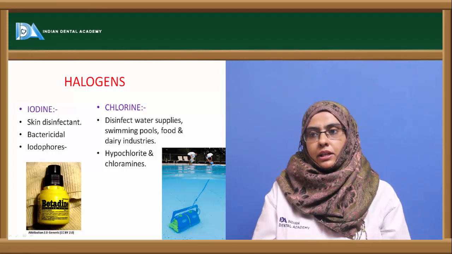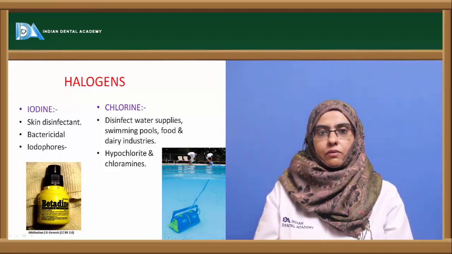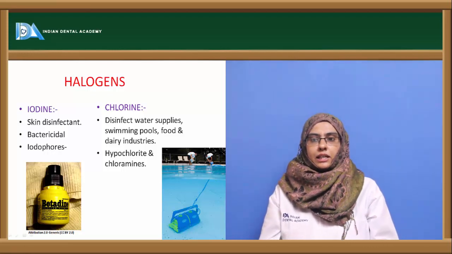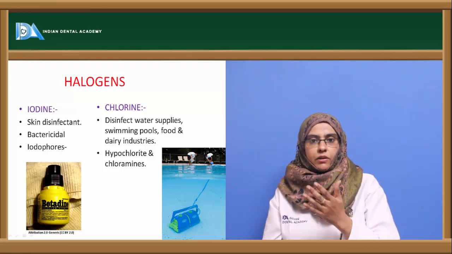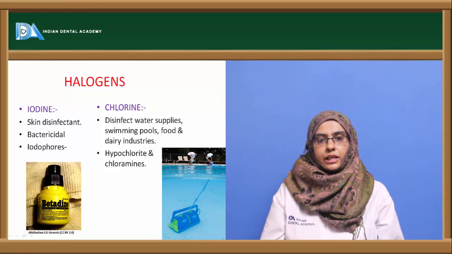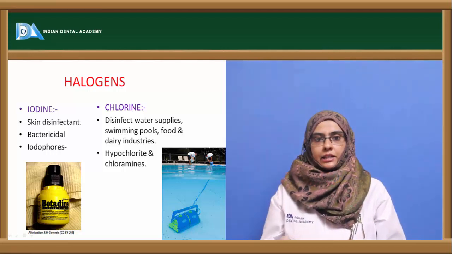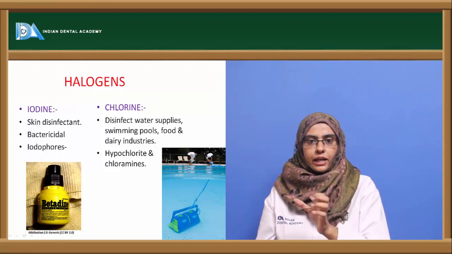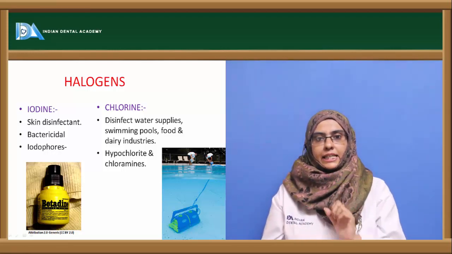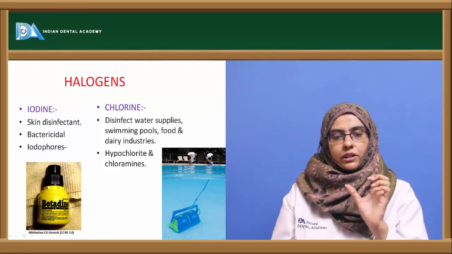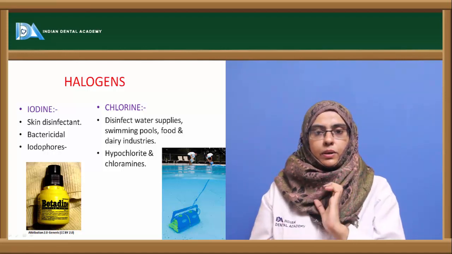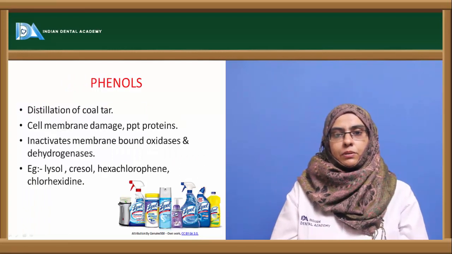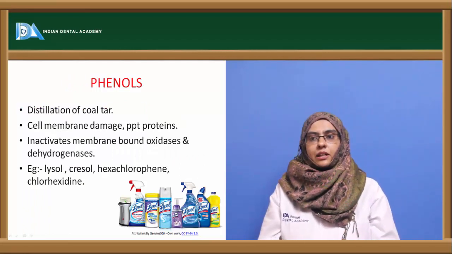Now coming to chlorine, chlorine is mostly used to disinfect the water supplies. They are used to disinfect swimming pools and food and dairy industries. The forms of chlorine that are used are hypochlorites and chloramides that are highly active against the microorganisms. These hypochlorites and chloramides usually form nascent oxygen, and this nascent oxygen goes and interacts with certain components of the organism and kills the organism. The next important components that have been used in centuries are phenols.